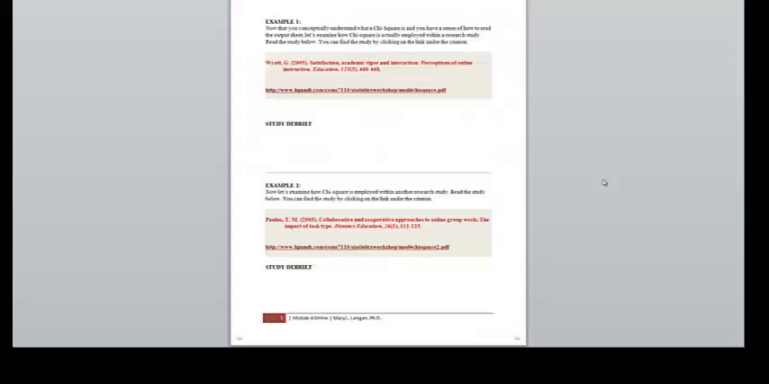So you could see that the reason they used the chi-square for that particular analysis was because they were dealing with nominal data. So hopefully that gives you a better understanding of the chi-square. So let's now turn to page 6.